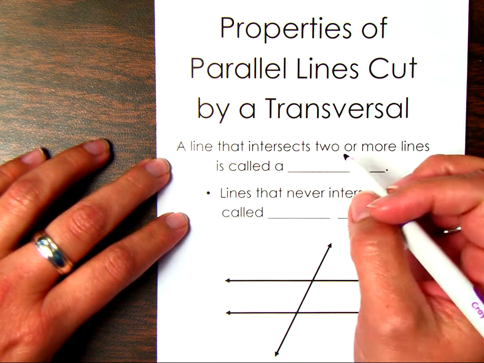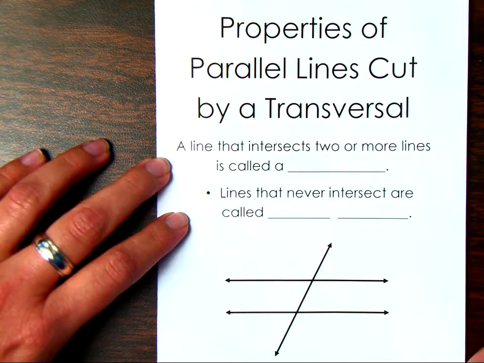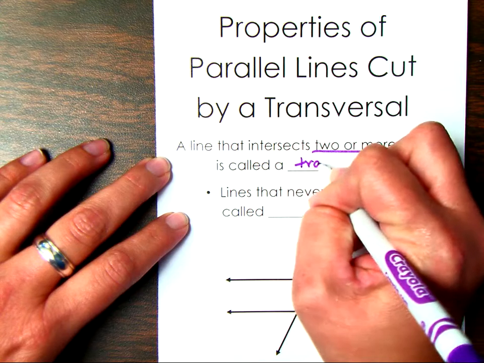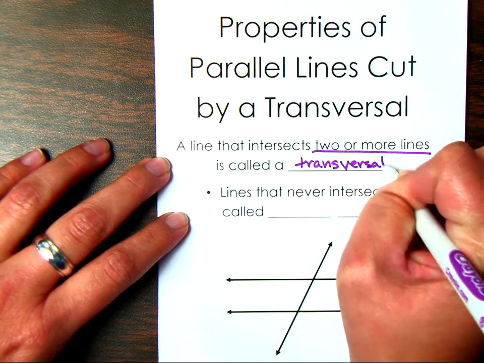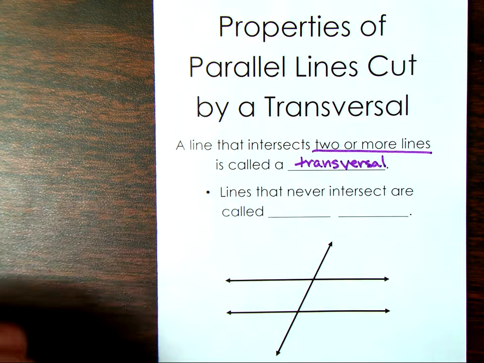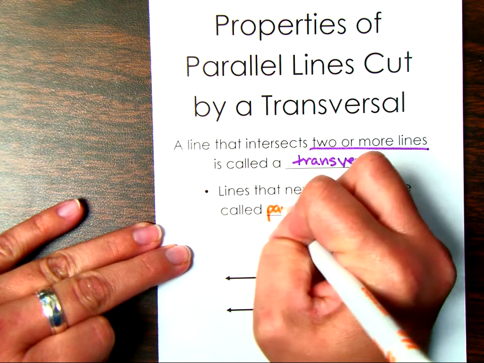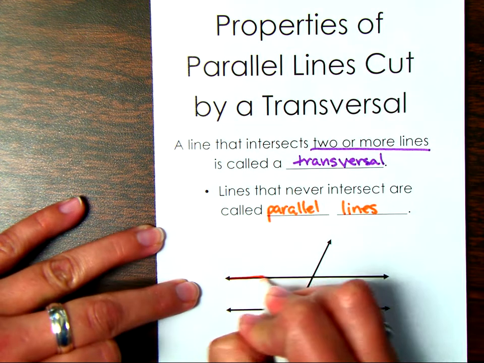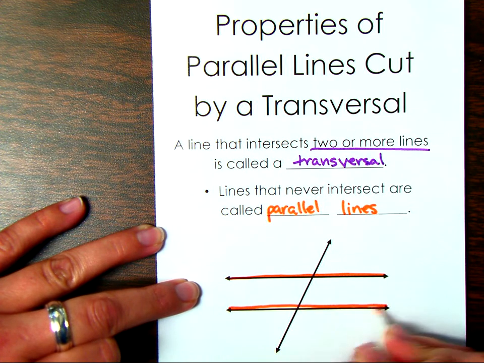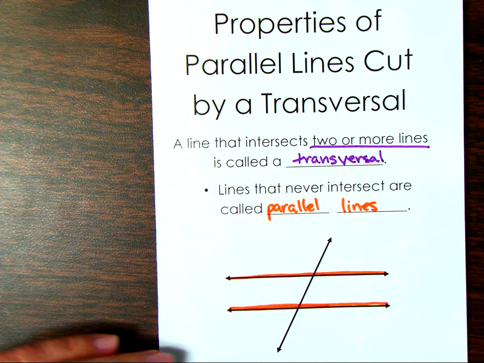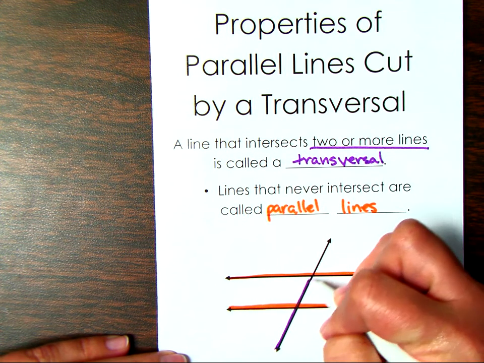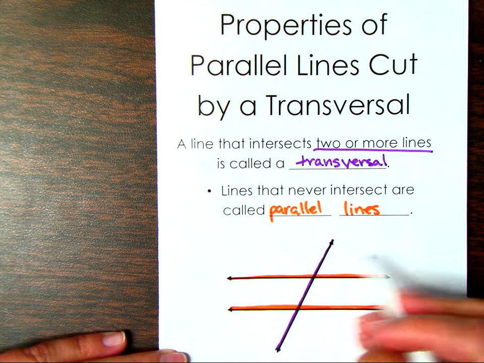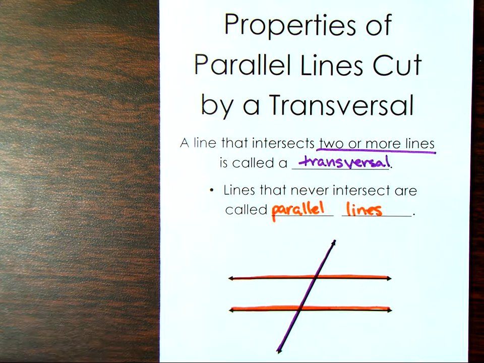Properties of parallel lines cut by a transversal. A line that intersects two or more lines is called a transversal. And the lines that are never intersecting are called parallel lines. So in this example right here, the parallel lines never intersect, okay? And the transversal is this line right here that is intersecting or crossing those two lines. Now we could have more than two lines, but it has to be at least two lines.